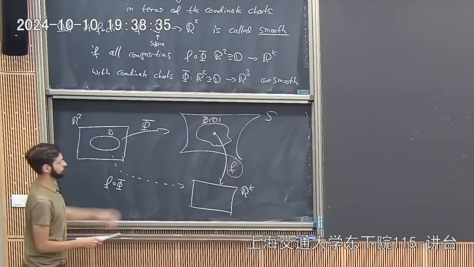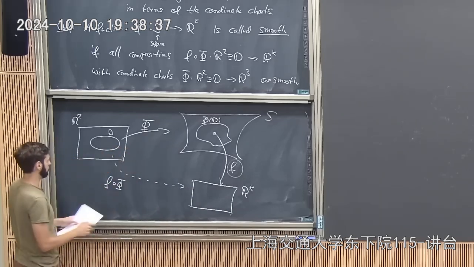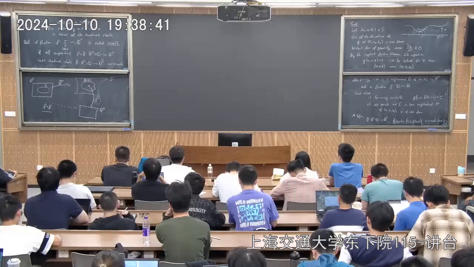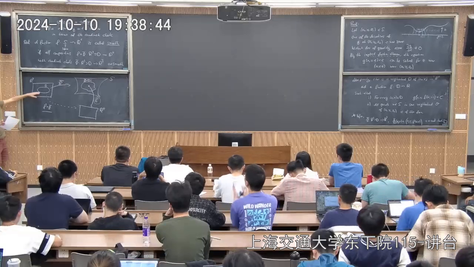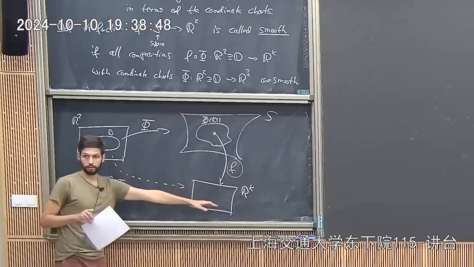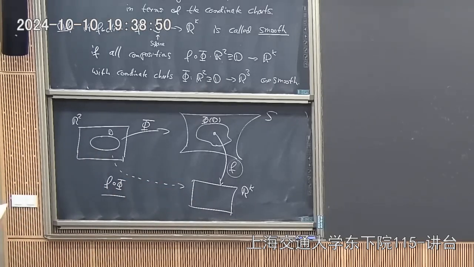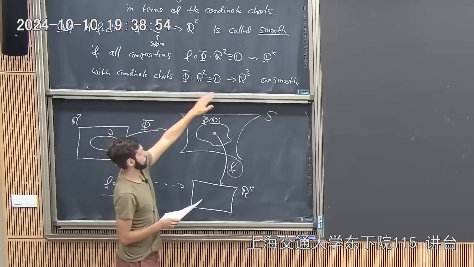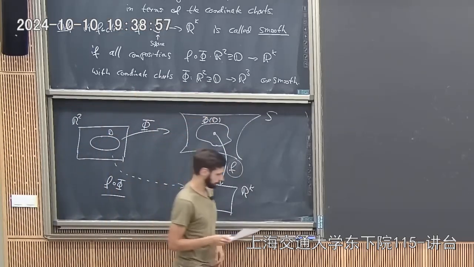But that's hard to say because we don't know what smoothness on the surface is, and the way we say it is we pull it back to something that we know, which is smoothness of functions between open subsets of R to a power. So that's the idea: we require all of the compositions to be nice and smooth.